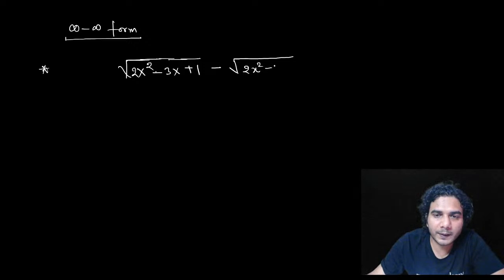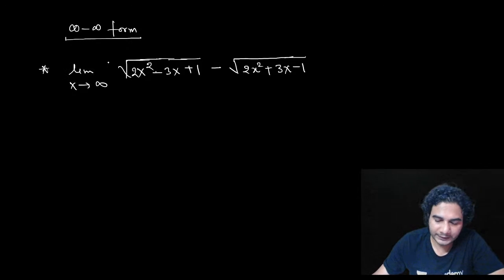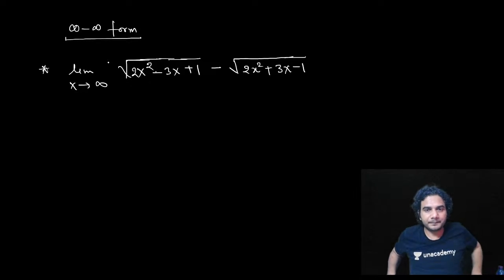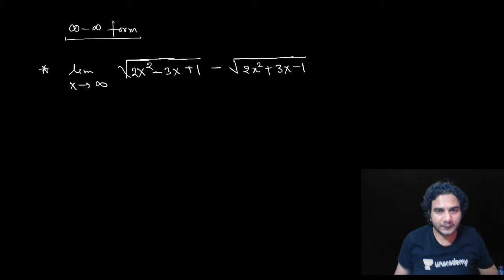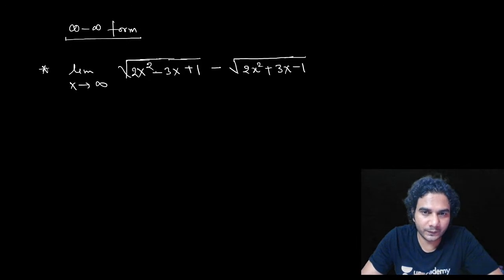under root of 2x square plus 3x minus 1, where x is approaching infinity. Yeah, that's it. So this is the sum. This is one example of infinity minus infinity. You can see the first term is approaching infinity and the second term is also approaching infinity. So there's nothing new in the infinity minus infinity form. You just need to simplify this, and after simplifying it will be infinity upon infinity or 0 by 0 form. Okay, so in these two forms you can convert this.